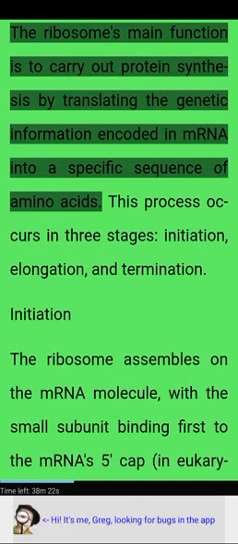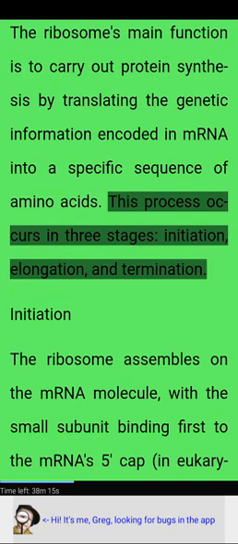The ribosome's main function is to carry out protein synthesis by translating the genetic information encoded in mRNA into a specific sequence of amino acids. This process occurs in 3 stages: initiation, elongation, and termination.